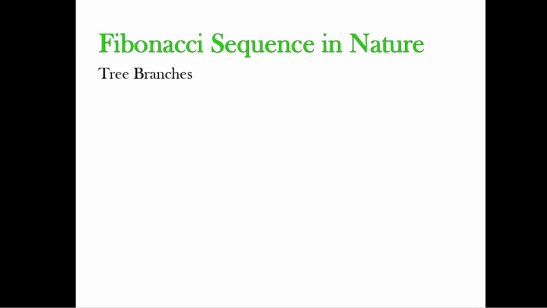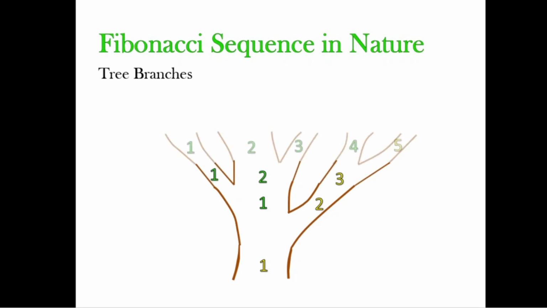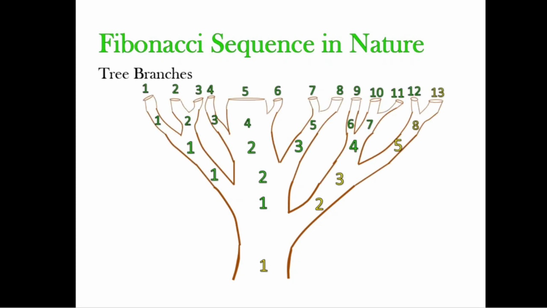Tree branches. How does a tree branch out? As a tree grows, let us try to count the number of branches it produces or splits into. Let's start with the first one, and then it becomes 2, 3, 5, 8, and then 13. All the numbers here, the number of branches, are again Fibonacci numbers, and since it's complete, it seems that this is already the Fibonacci sequence.